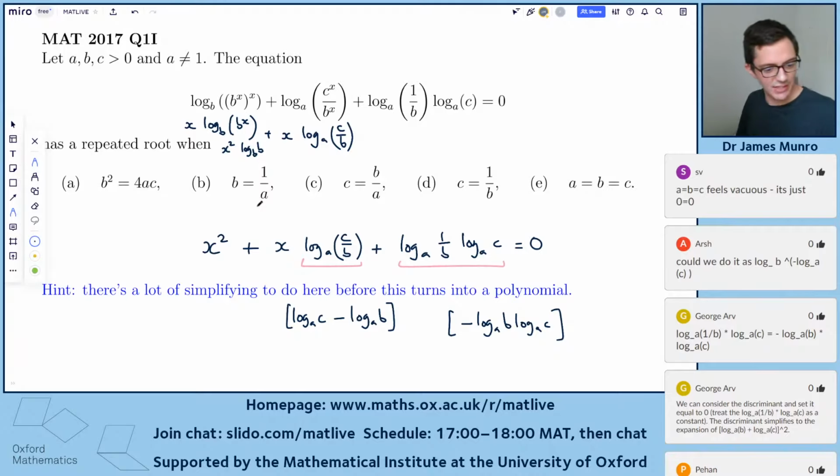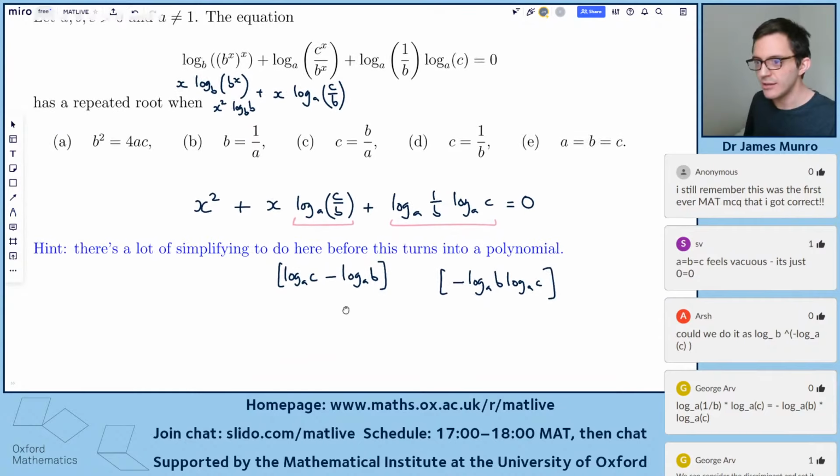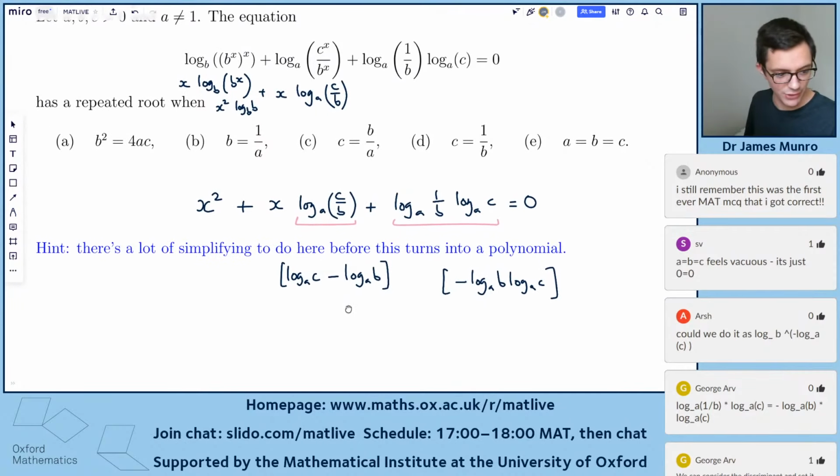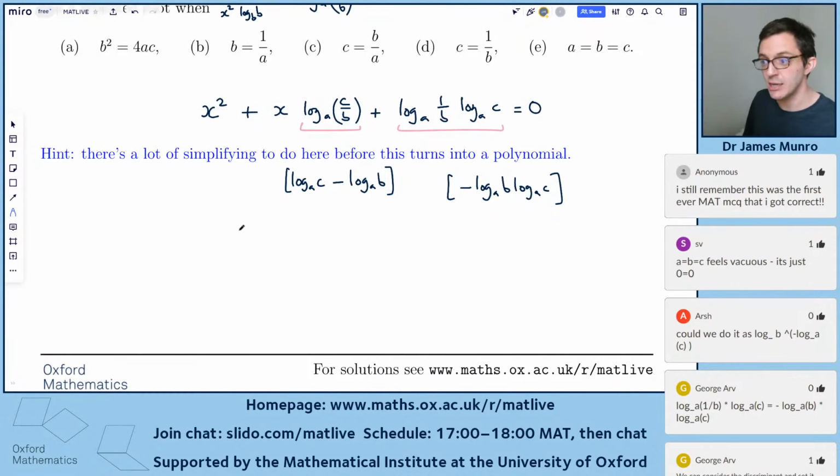And somebody says this is the first MAT MCQ they ever got correct, which is nice. Okay, cool. Right, what do we want? I like the suggestion that I did see in chat. I forgot who said it first. But you can factorise this quadratic. I don't feel like I do a lot of factorising, so I'm going to try and do some now.